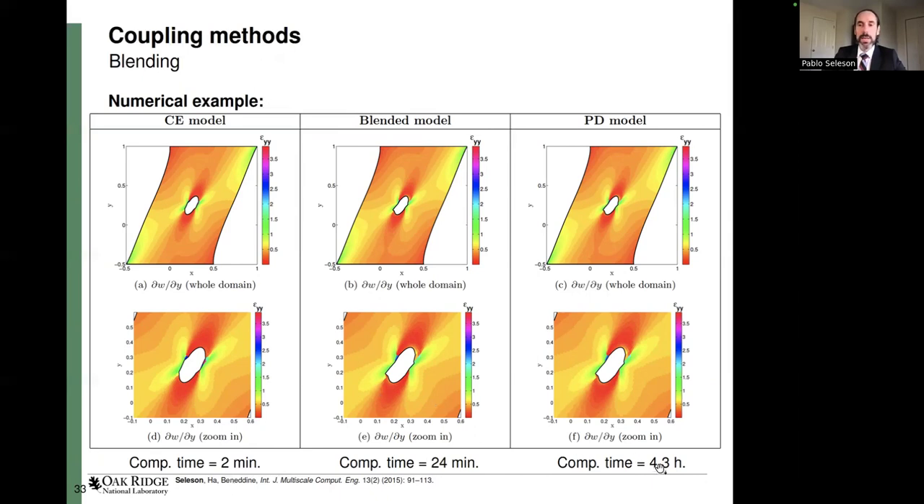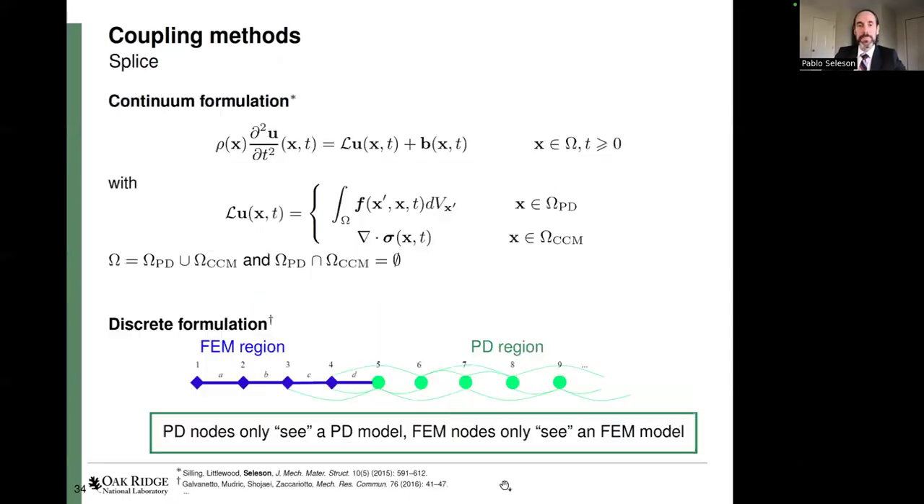It's just 2 minutes. Peridynamics takes about 4.3 hours. And when we combine the two, we can obtain what we would like to have, a reference peridynamic result, but at just 24 minutes. So it can be much, much faster.